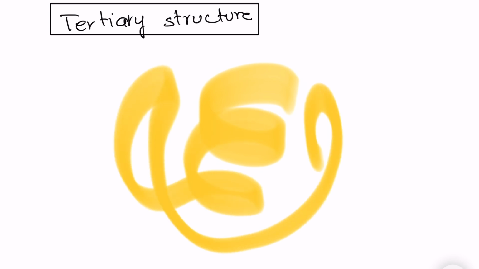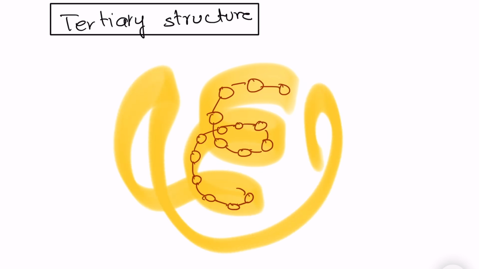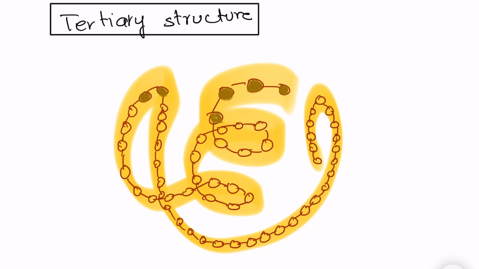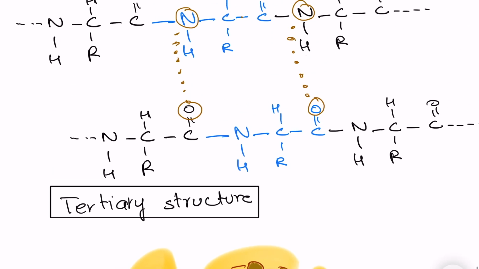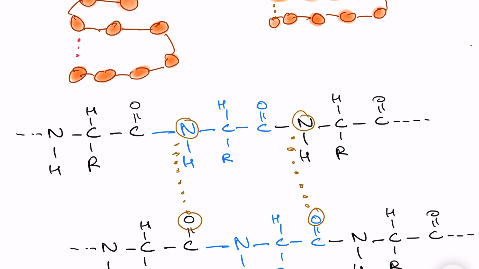Then we have the tertiary structure. The overall folded three-dimensional structure of a polypeptide chain is known as tertiary structure. Sometimes it may also involve alpha helix and beta pleated sheets. In the secondary structure, the hydrogen bonds are formed between the amino group and the carbonyl group of the polypeptide backbone. But in the tertiary structure, the R groups or the side chains of the amino acids are also involved.